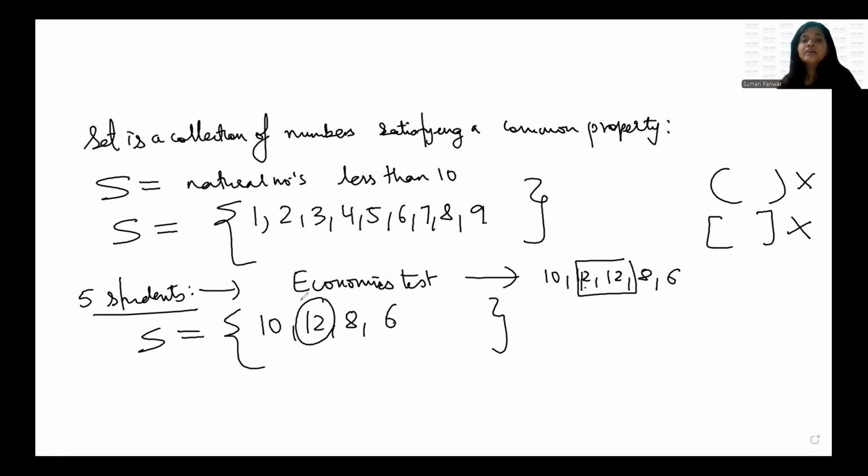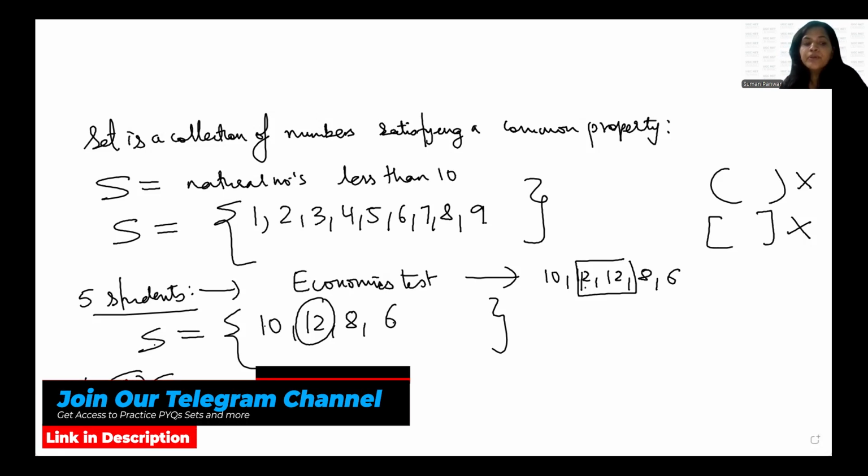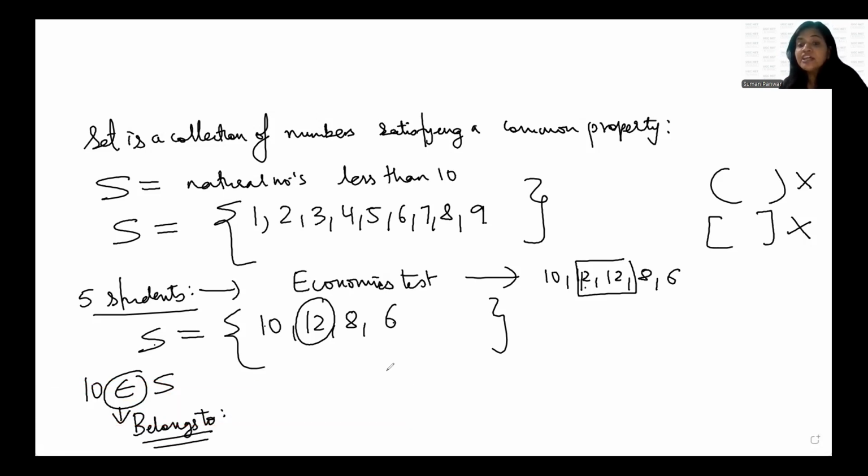Okay. Now, certain notation. If I say 10 belongs to the set, what will I write? 10 belongs to S. This is a notation. This is called belongs to. For example, I say 7 does not belong to S. The notation is does not belong to. Okay. So this is belongs to and this is does not belong to. And you have to represent the elements inside curly brackets.